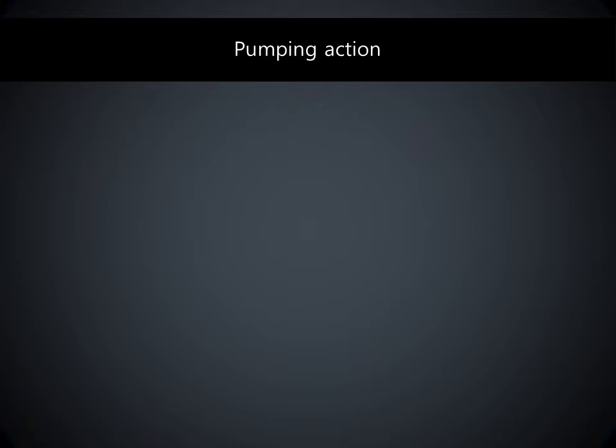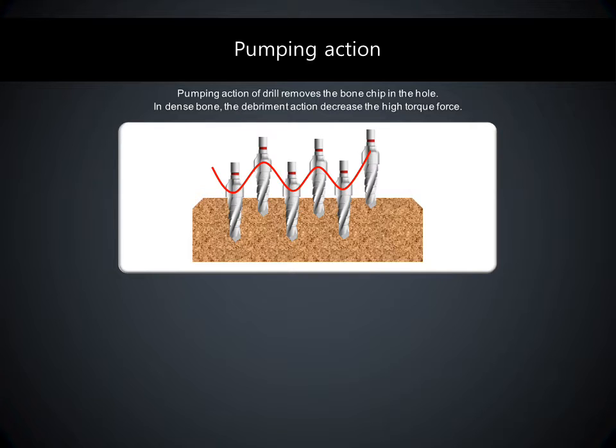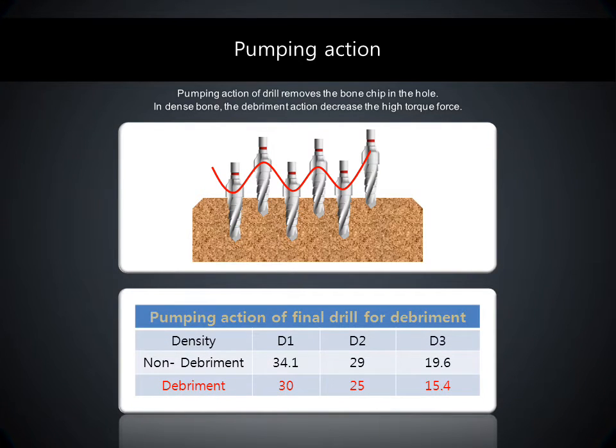Bone chips in the gap increase the fixture placement torque. The pumping action of the drill removes the bone chips in the hole. In dense bone, this debridement action decreases the high placement torque force. In soaked bone, no debridement action is recommended for high placement torque force. In test bone blocks of various densities, no debridement action increases torque by 15 Nm in the dense D1 block, 5 Nm in the medium D2 block, and 4 Nm in the soaked D3 block.